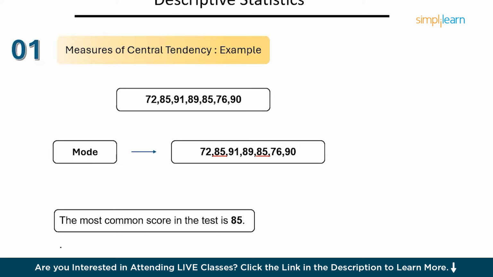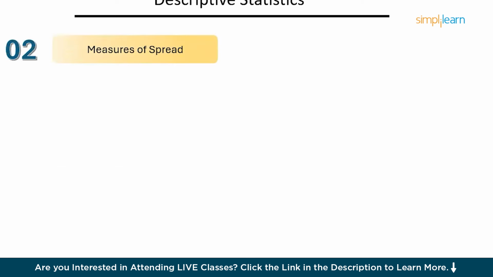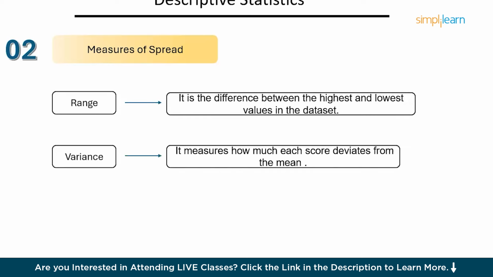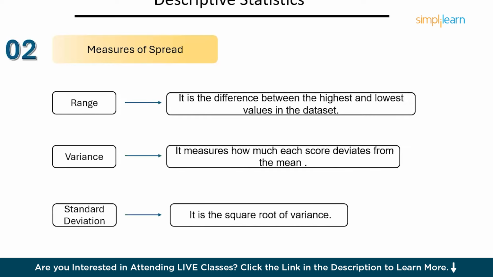Now moving on to the next, that is the measures of spread. Unlike central tendency, which tells you where the data is centered, spread tells you how scattered the data is. It has three components: range, variance, and standard deviation. Range is the difference between the highest and the lowest values in the set. Variance measures how much each score deviates from the mean. And standard deviation is the square root of variance.